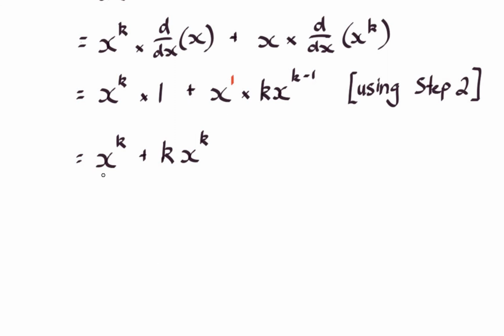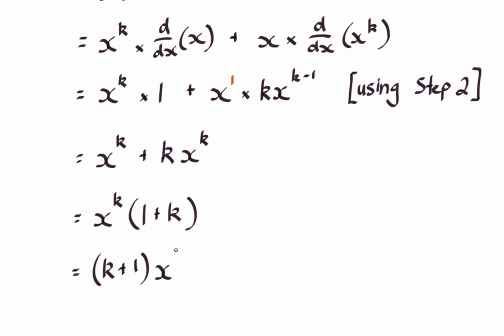Now, can we simplify this line? Yes, we've got a common factor of x to the k. That leaves us with 1 plus k in the brackets, and if we rearrange this to make it look like the right hand side we're after, we have k plus 1 times x to the k, and that's it. We've reached the right hand side. So we have shown that this is true for n equals k plus 1.